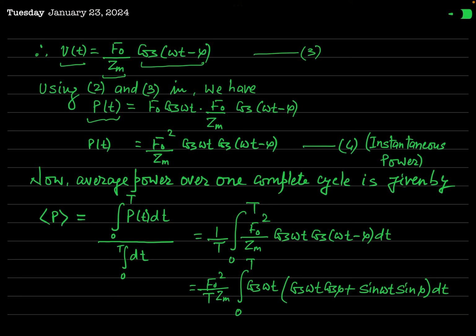So I have written here p of t, which refers to the power supplied to the oscillator by the driving force at any time t, and that is simply equal to f times v, but f is f naught cos omega t. And what is this v? You have seen in equation 3 that v is f naught over Zm times cos omega t minus phi. So the expression for instantaneous power supplied by the driving force to the oscillator is given by f naught square over Zm times cos omega t times cos omega t minus phi. This is the instantaneous value of power.